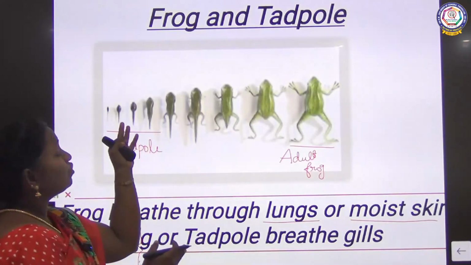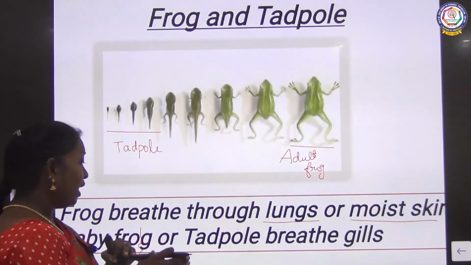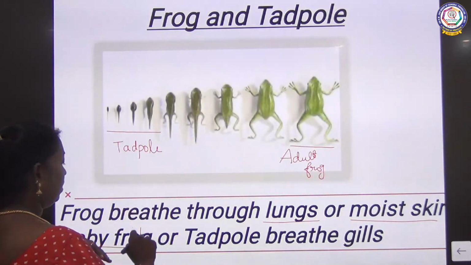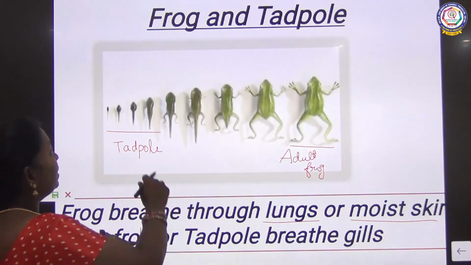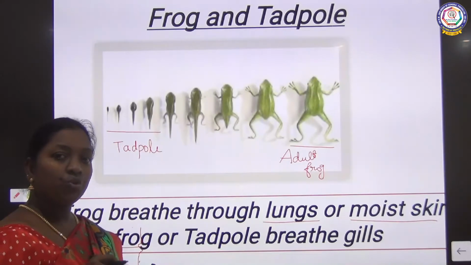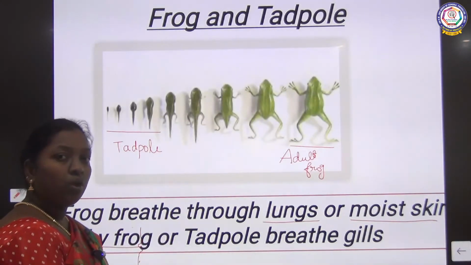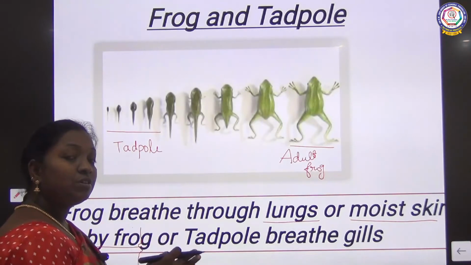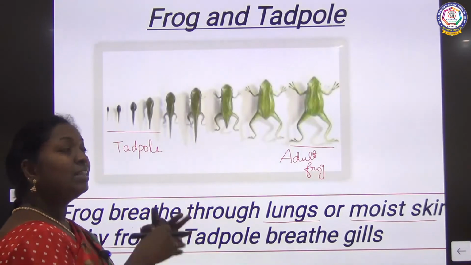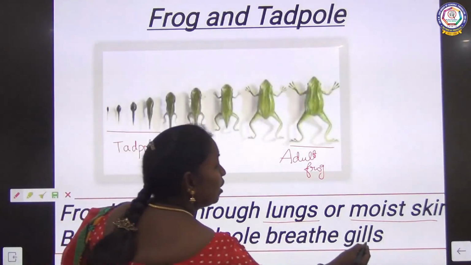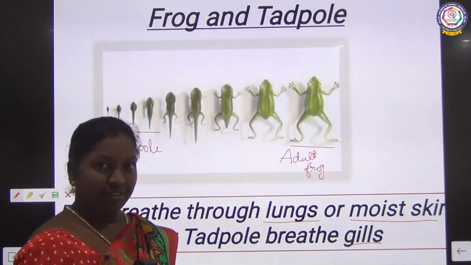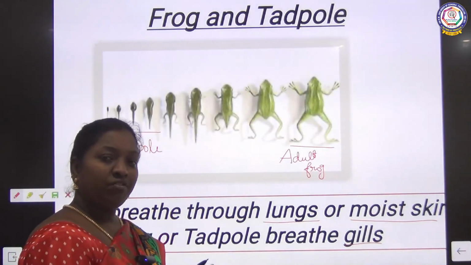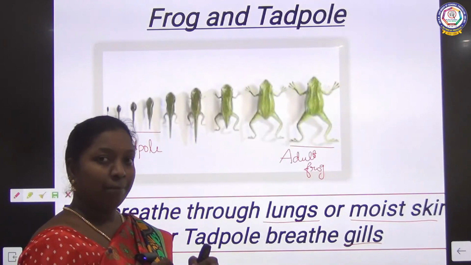What will be the condition of the tadpole? The tadpole is called a baby frog. This baby frog resembles a small fish, and definitely it will be in the water. So just as fishes breathe through gills, the same way the tadpoles also breathe with the help of gills. This is how the baby frog and the adult frog breathe.